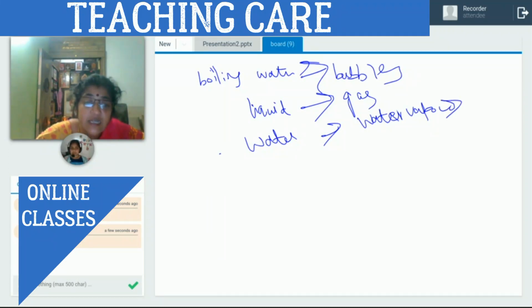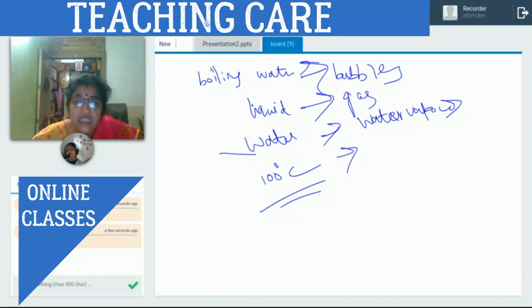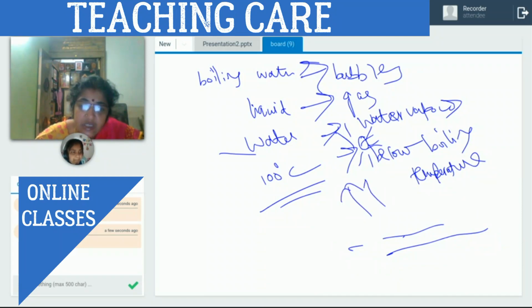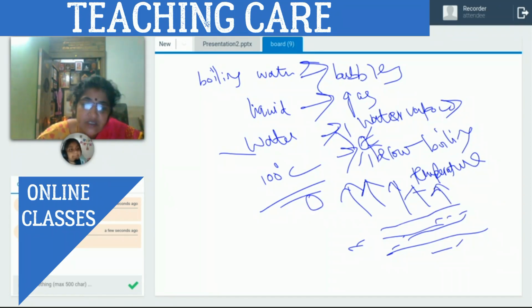During this, it is not necessary that the temperature should be 100 degrees Celsius. This change occurs below its boiling temperature, right? Boiling point or boiling temperature. So it happens because of the sun, right? Because of the sun, the water in the puddles will directly change into water vapor, because of sunlight, the sun's heat.